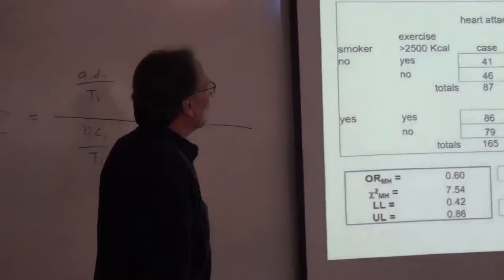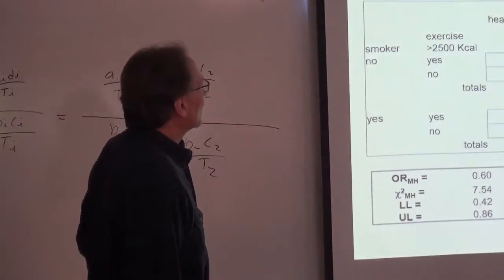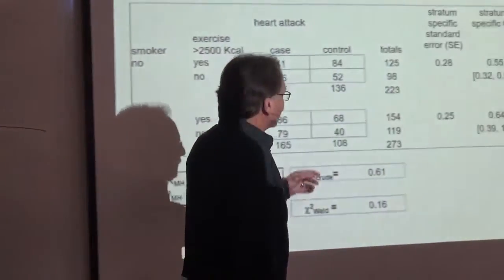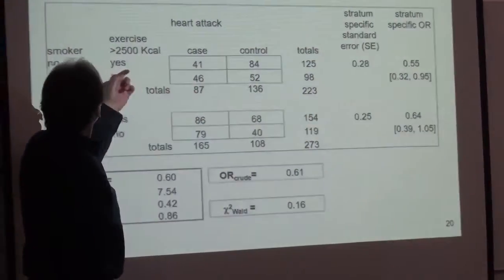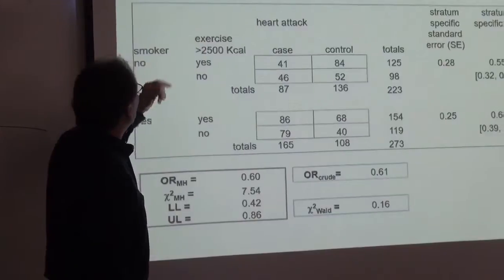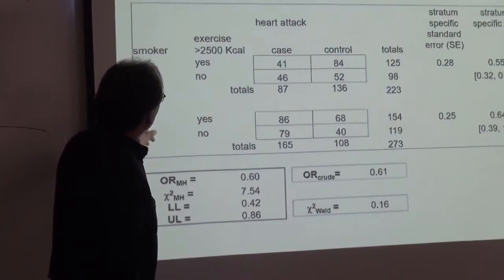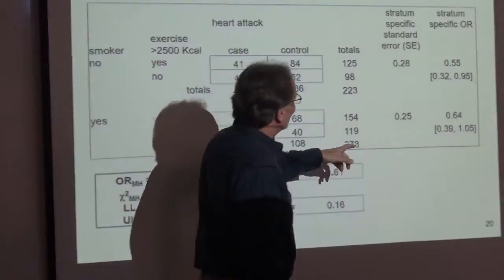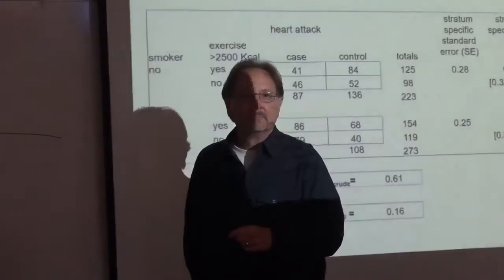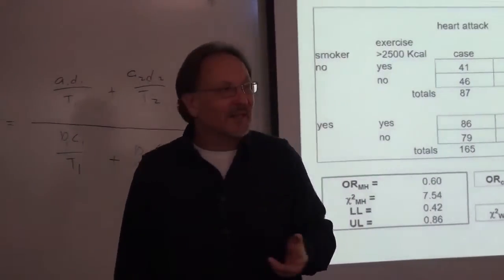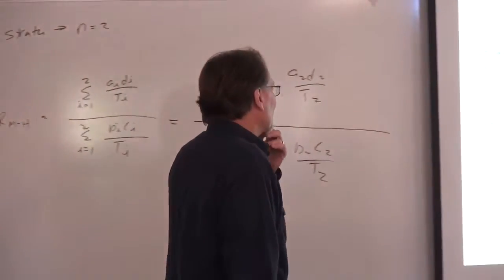Just looking at the stratum-specific odds ratios, it looks like there's a significant protective effect for exercise among non-smokers. That I believe. However, among smokers, it appears that the protective effect is rendered null. Again, that makes sense. That's something that I believe.